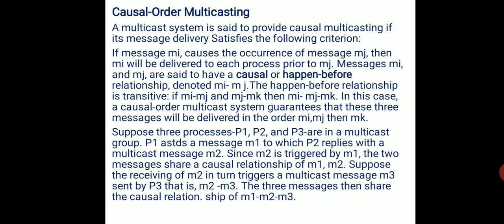Suppose the receiving of M2 in turn triggers a multicast message M3 sent by P3. We have three processes P1, P2 and P3. On receiving M2, P3 triggers a multicast message M3, that is, M2 causes M3. The three messages then share the causal relationship M1 → M2 → M3.